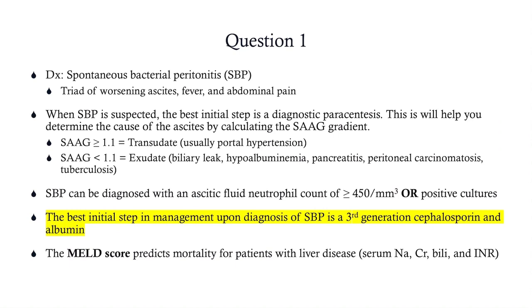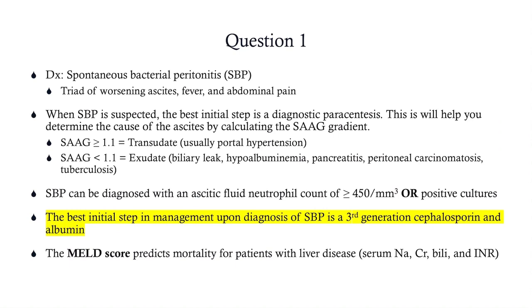Now, one of the things that you're going to do when you get that diagnostic paracentesis, you're going to look at two things. You're going to look at the albumin level of the acidic fluid, and you're going to look at the cellular contents of the acidic fluid, particularly the white count and whether or not they are neutrophils, which there will be some, but the extent to which neutrophils are present.